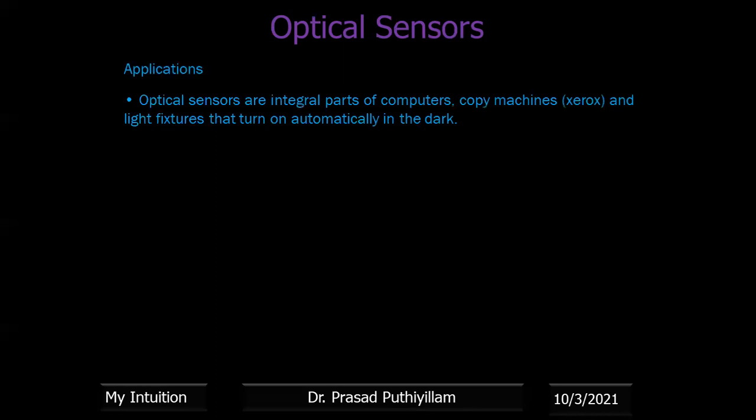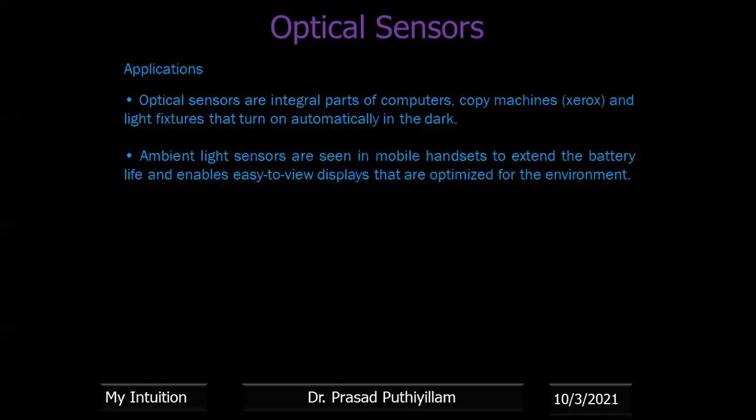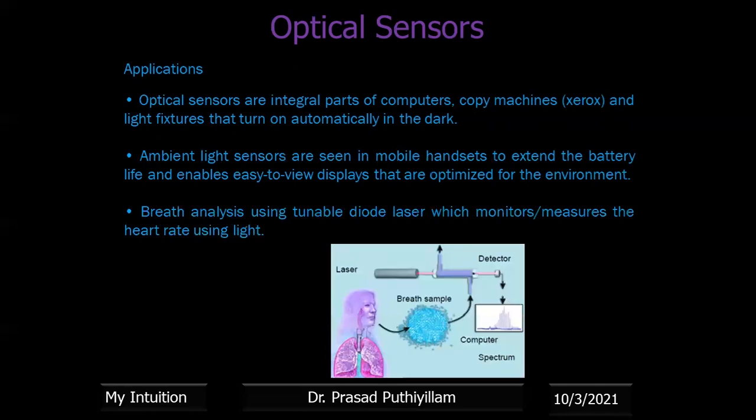Optical sensors are integrated parts of computers, Xerox machines, that is copy machines, and automatic switch on switch off devices. Ambient light sensors are seen in mobile handsets. When we are continuously using a mobile phone, the screen is bright. As soon as we stop operating it, the light automatically dims. So that is the ambient light sensor, which saves battery capacity to extend the battery life.